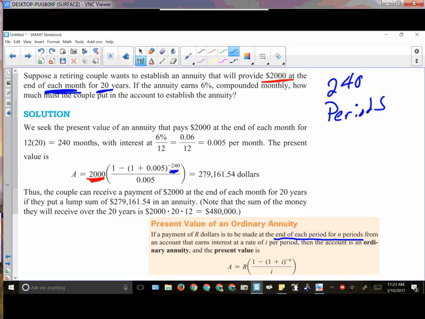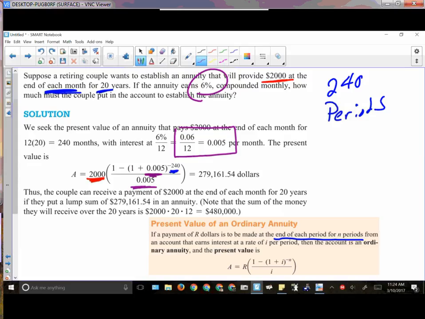So now that 0.005, again, because we're calculating the interest on this account every month, we need to have that periodic monthly interest rate. So we know it was 6%, and we're going to have to divide it by 12. So that's why you see this right in here. And my interest rate goes here and goes here.